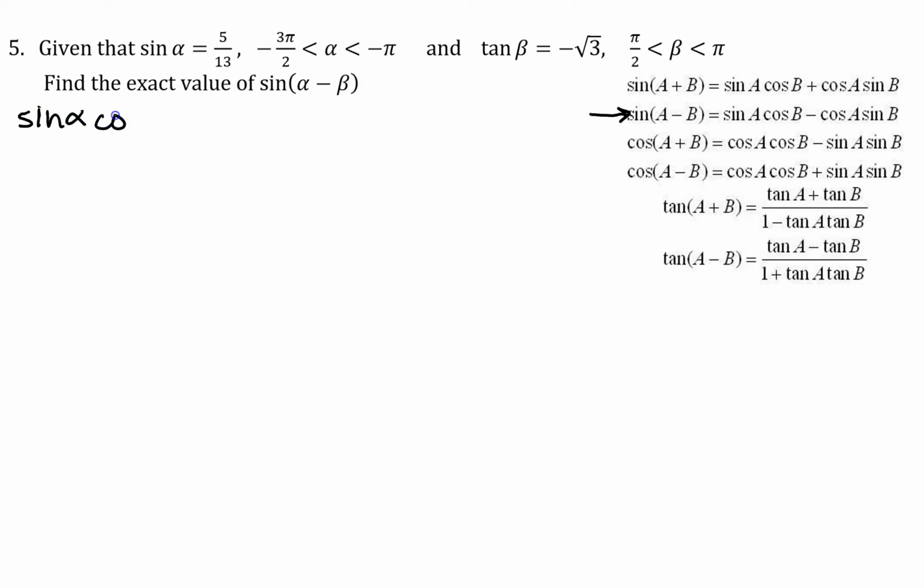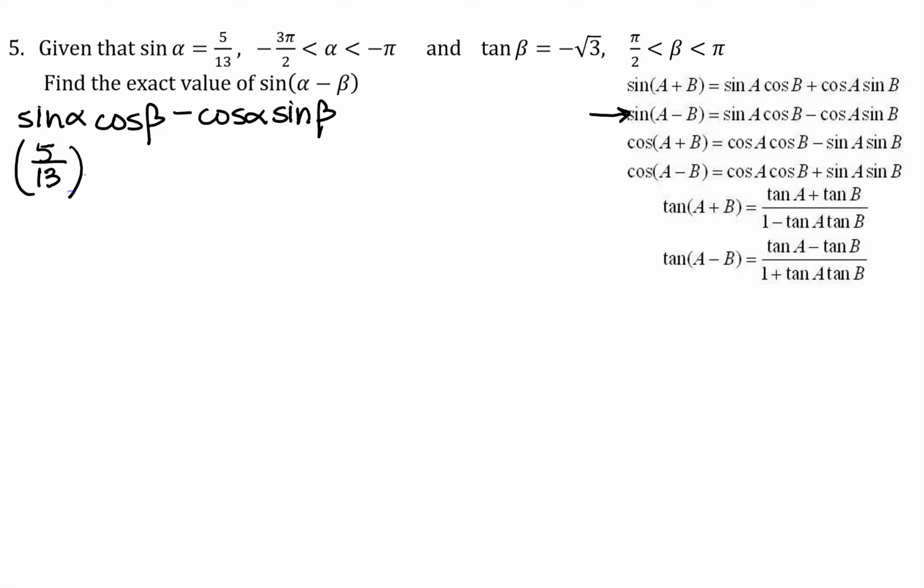multiplied with cosine of beta. So alpha is like our capital A and beta is like our capital B. And then we are subtracting cosine of alpha, which is multiplied with sine of beta. We were given sine of alpha. We were given that sine of alpha is equal to 5 over 13.